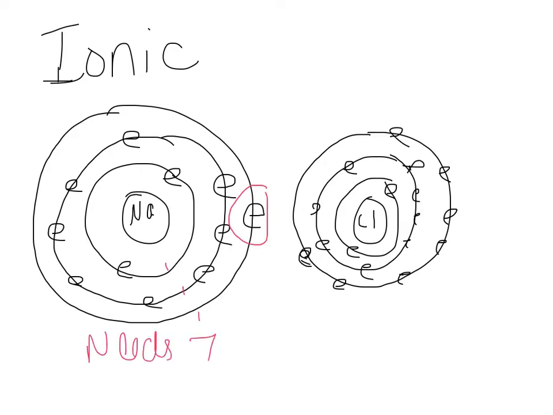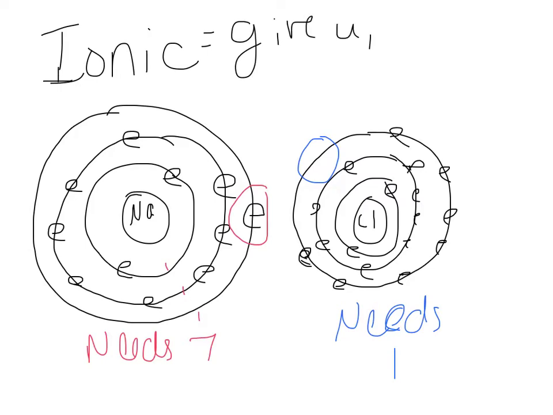If you look at the chlorine over here, the chlorine is missing 1. It only needs 1 more to be happy. It has 7 in its valence shell. So what will happen when an ionic bond is formed is that, of the atoms here, one will give up an electron and the other one will accept it. It's a give and take situation.